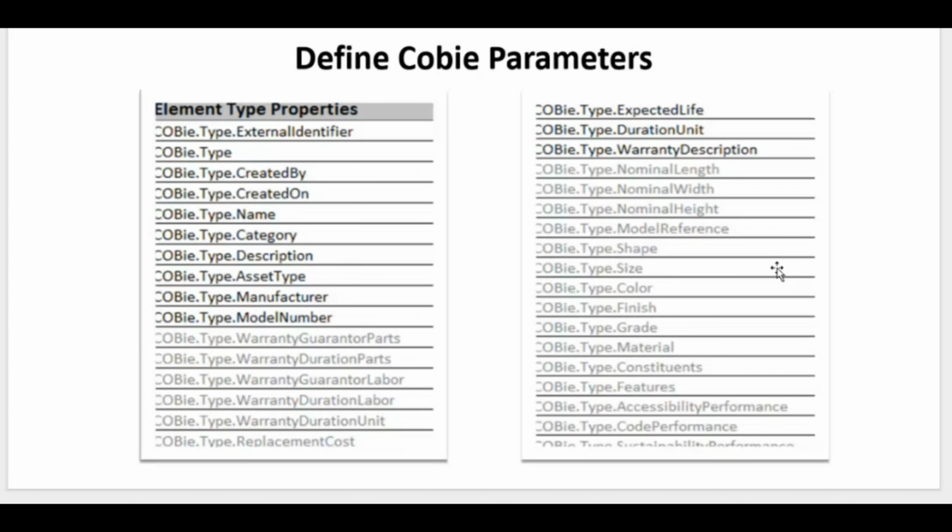And then asset type, name, category, description. Asset type means what type of asset. I already said whether it is maintainable or non-maintainable, or periodically maintainable or operationally maintainable. Those come under asset type. And then model number, who the manufacturer is, expected lifetime duration unit, and warranty description. All these things will be collected from the submitters.